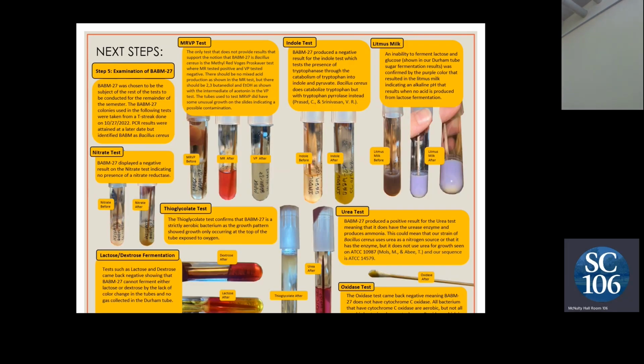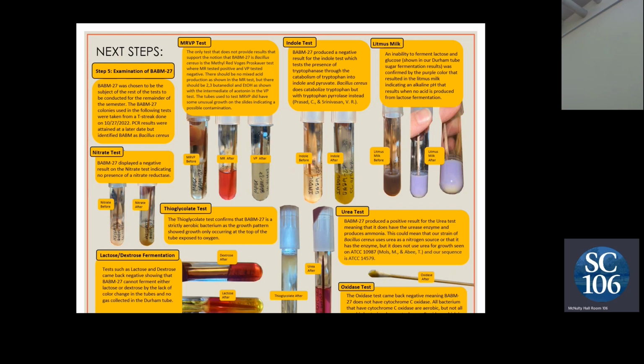I'm going to give a complete rundown over all the examinations that we made. These are some of the metabolic tests that we did. So the nitrate test came out negative, meaning that our bacteria does not have nitrate reductase. Our thioglycolate test came back positive, as shown by the growth near the upper end of the tube, indicating that our bacteria is an aerobic bacteria.